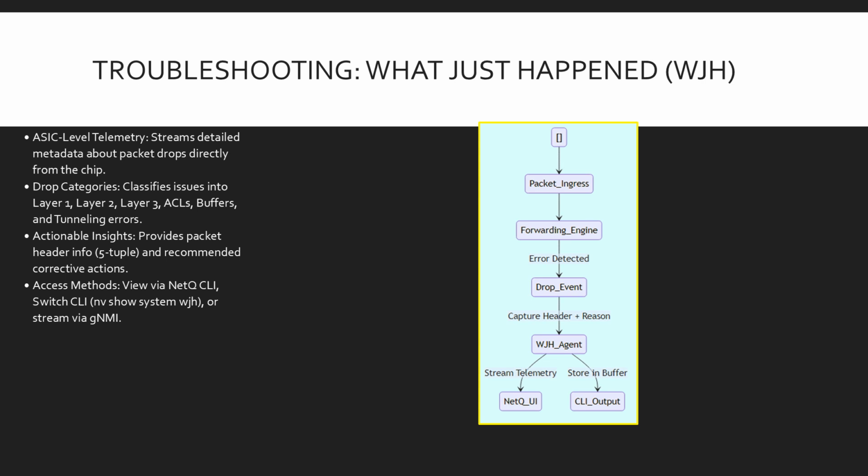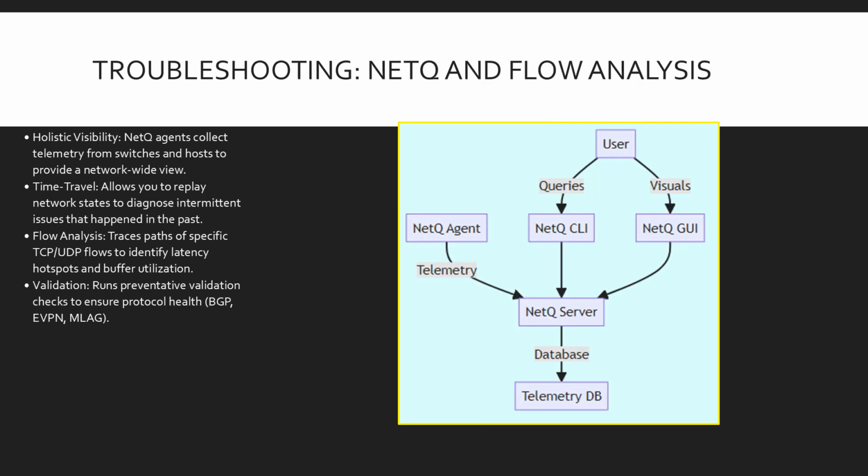This flow shows the WJH lifecycle. A packet ingresses and hits the forwarding engine. If an error is detected, it triggers a drop event. The WJH agent immediately captures the packet header and the specific reason code from the ASIC. It then simultaneously streams this telemetry to the NetQ UI for historical analysis and stores it locally for immediate CLI troubleshooting. For broader fabric issues, we use NVIDIA NetQ.